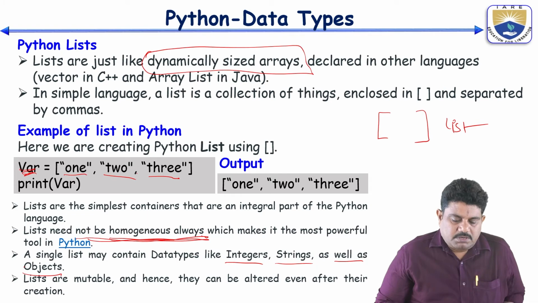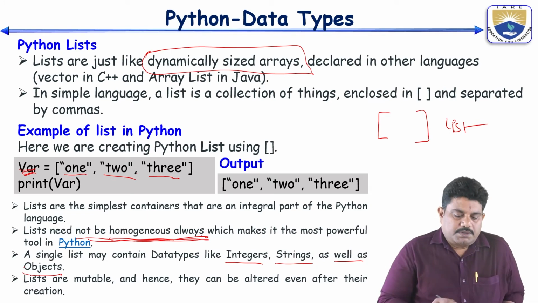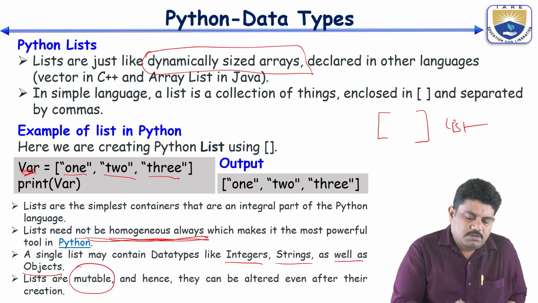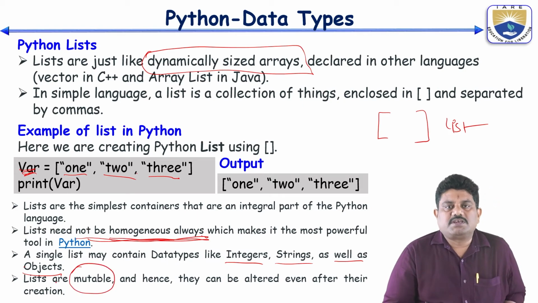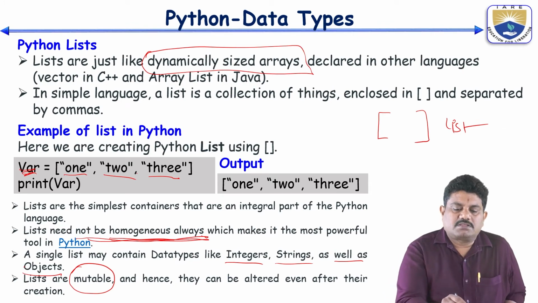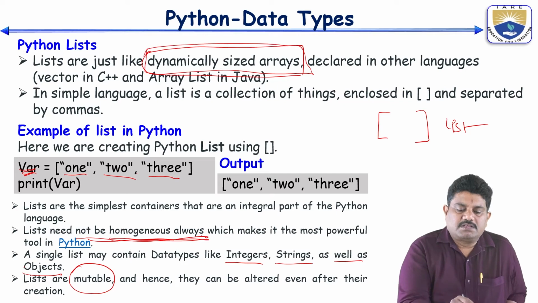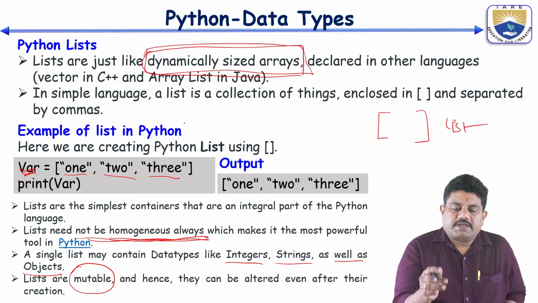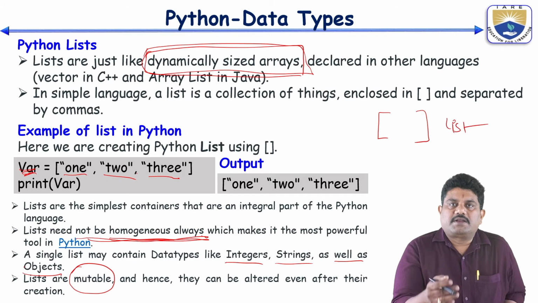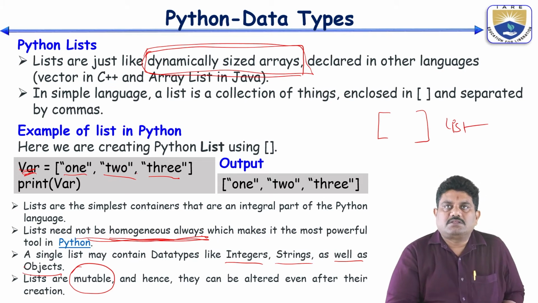Lists are mutable and hence they can be altered even after their creation. What is the meaning of mutable? Mutable means you can change, even after creation of the list. That is the definition. The definition itself is saying lists are just like dynamically sized arrays. What are lists? They are dynamically sized arrays.